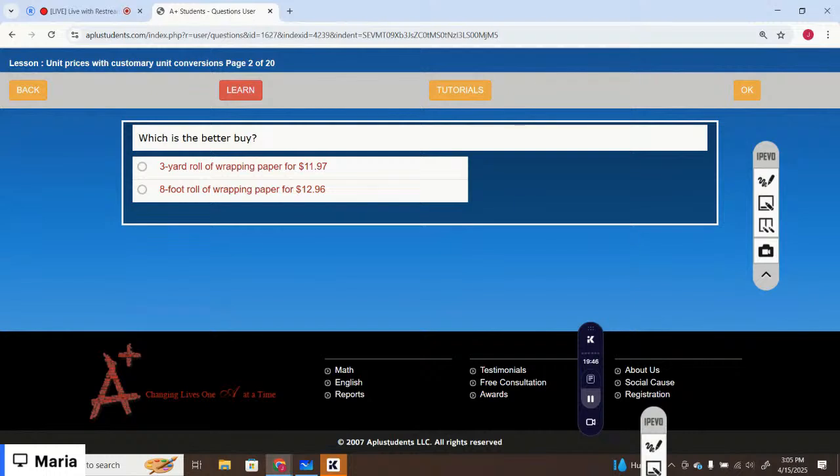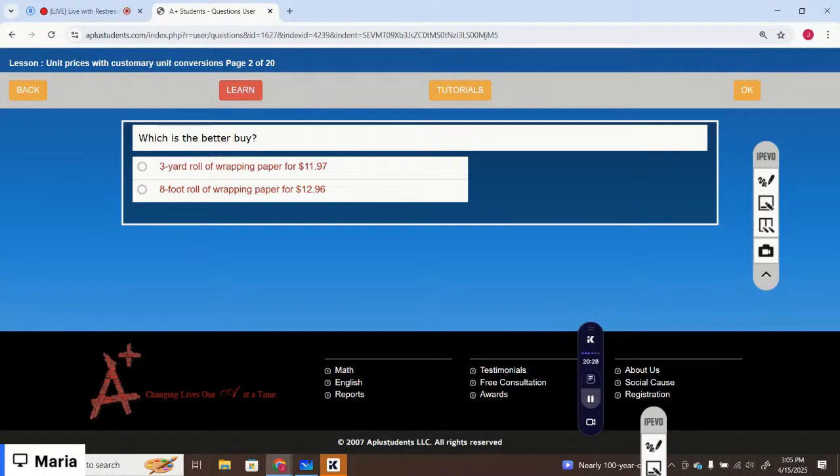Which is the better buy? 3-yard roll of wrapping paper for $11.97 and 8-foot roll of wrapping paper for $12.96. So you need to calculate it. You need to see which one is a better buy. So to see which one is a better buy, you need to calculate the price of one 3-yard and 8-foot. So you need to calculate either in yards or in feet.